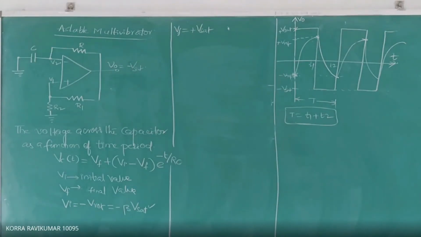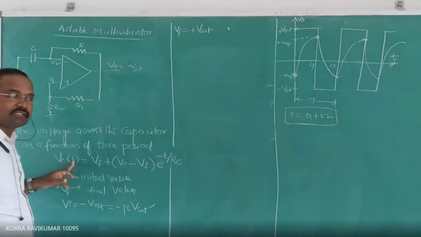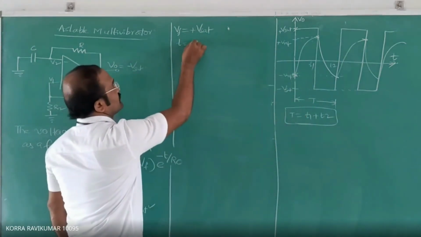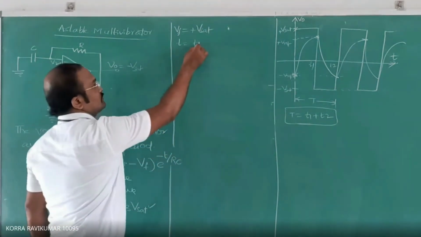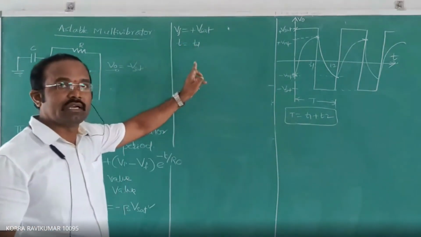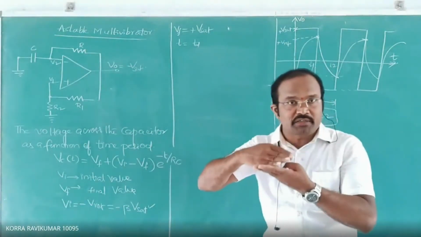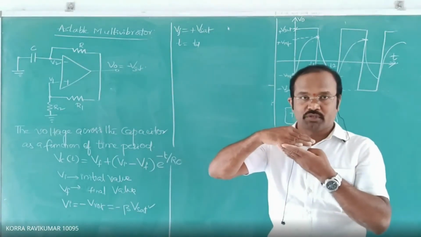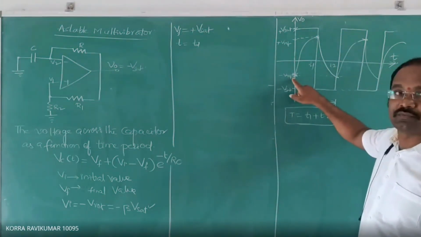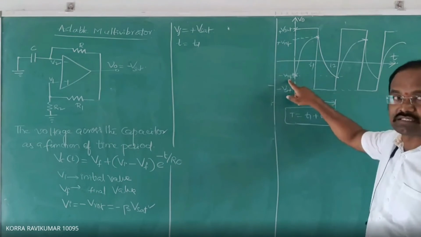You just have to substitute, and here time period t is equal to the first time period t1. Now substitute V initial, V final, and time period. Once again, V initial means the starting point of the capacitor. At the starting stage, what is the voltage across the capacitor? Then the voltage across the capacitor is equal to minus V reference.